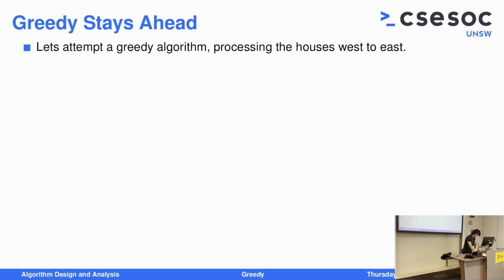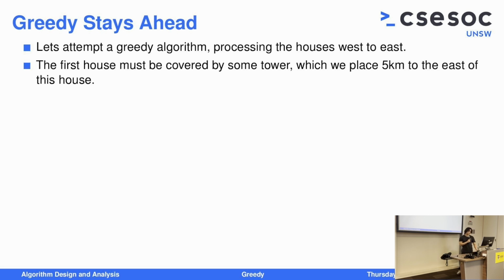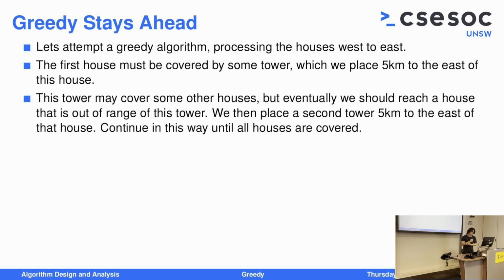Let's attempt a greedy algorithm processing the houses west to east. The first house must be covered by some tower, which we place 5 kilometers to the east of this house. This tower may cover some other houses, but eventually we will reach a house that is out of range of this tower. Then we should place a second tower 5 kilometers to the east of that house. We continue in this way until all houses are covered.